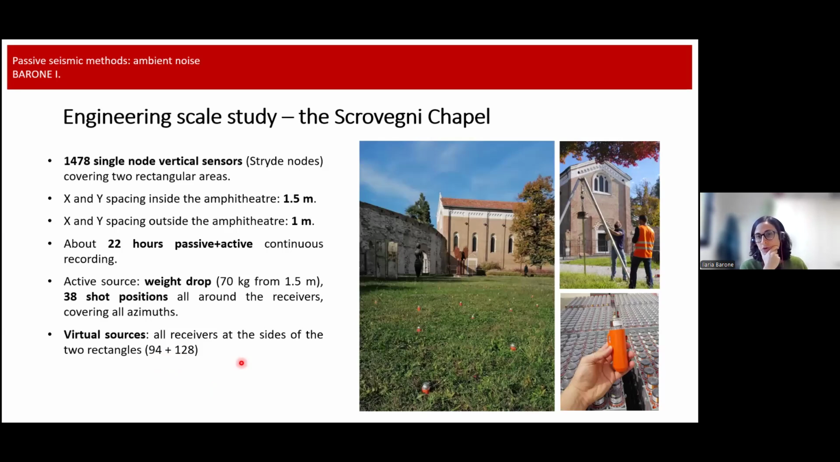This is a picture that shows you the seismic nodes that are very small, and they were buried in the earth in this way. And this is instead the weight drop, so the active source.